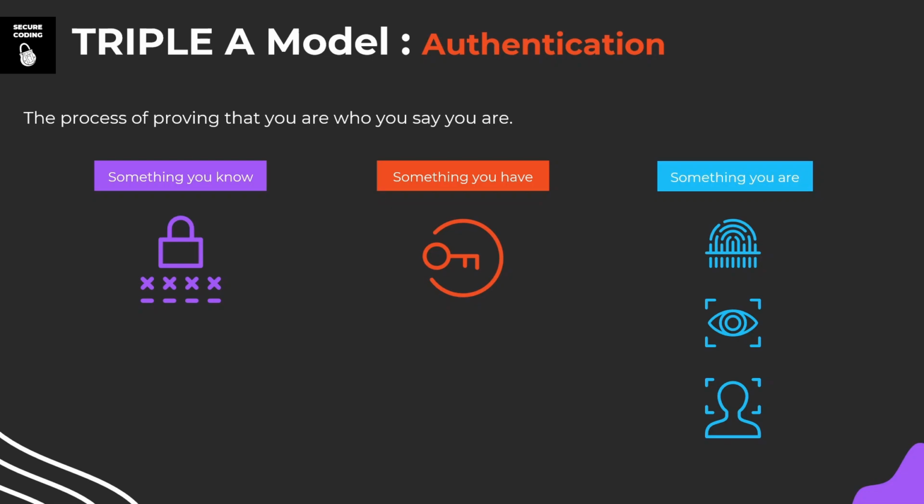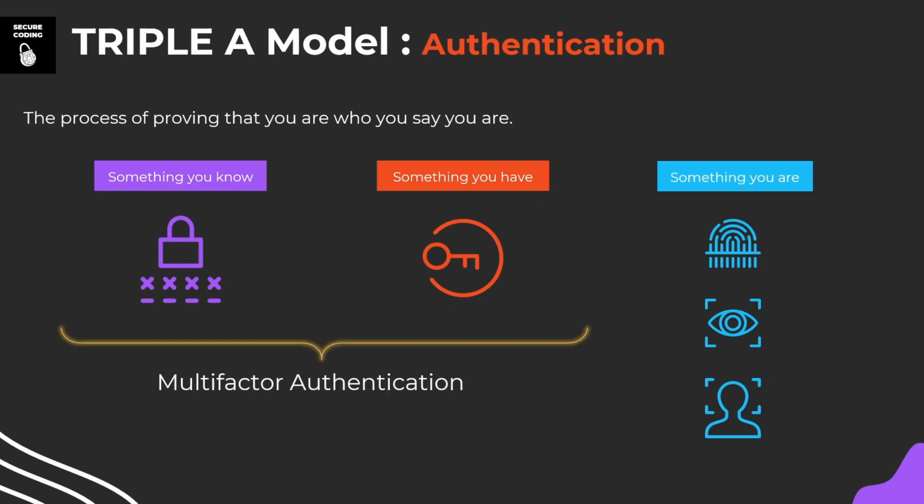Now, to really improve the security, we can combine any of these methods, and this is what we call multi-factor authentication. So, multi-factor authentication, or MFA, is a security measure that requires you to provide two or more separate forms of proof to verify your identity. So instead of just entering a password, you might also need to enter a code sent to your phone or scan your fingerprints. And this makes it much harder for someone else to pretend to be you, because they would need to have access to multiple pieces of evidence, not just one.